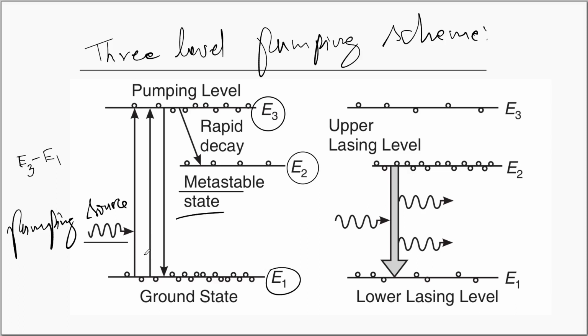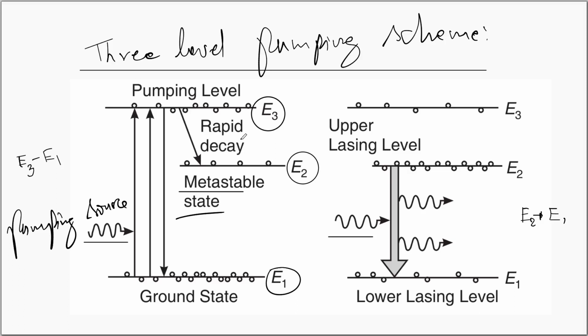The atoms go to the excited state, that is the pumping level E3. From there they rapidly drop down to the energy level E2, that is the metastable state. A downward transition from E2 to E1 takes place, that is a lasing transition, due to which we get the lasing. In the 3-level scheme, when the medium is exposed to pump frequency radiation, a large number of atoms will be excited to the E3 state.